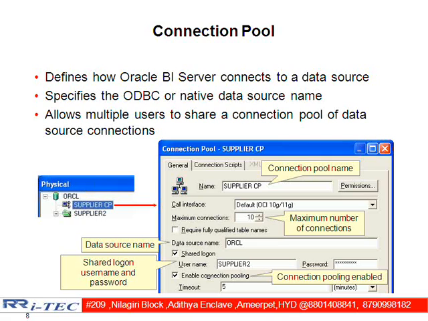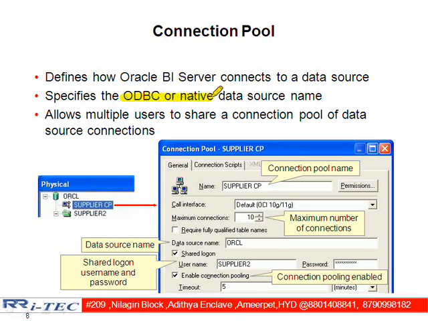Next one, connection pool. We already know what the connection pool is. It defines how the Oracle BI server connects to the database or data source. So here the database name, the username, the password, everything we are getting from here only. This connection pool uses two types of connectivity: one is ODBC connectivity, and the second is called native connectivity. Based on this point only we say connections are of two types: native connection and ODBC connection.